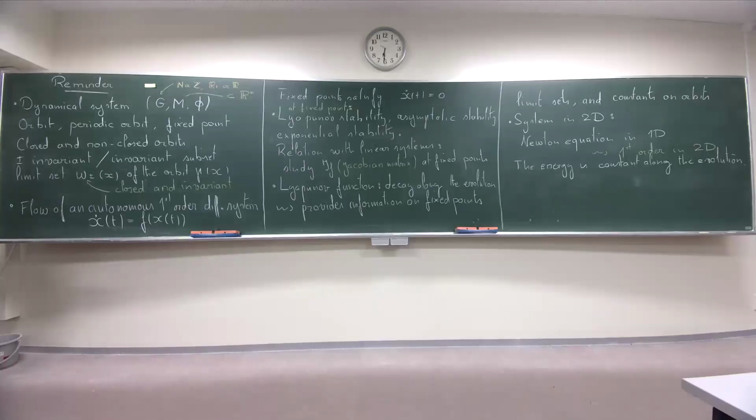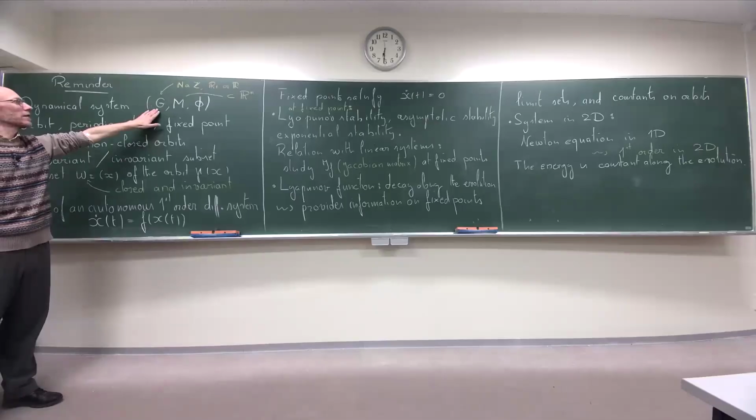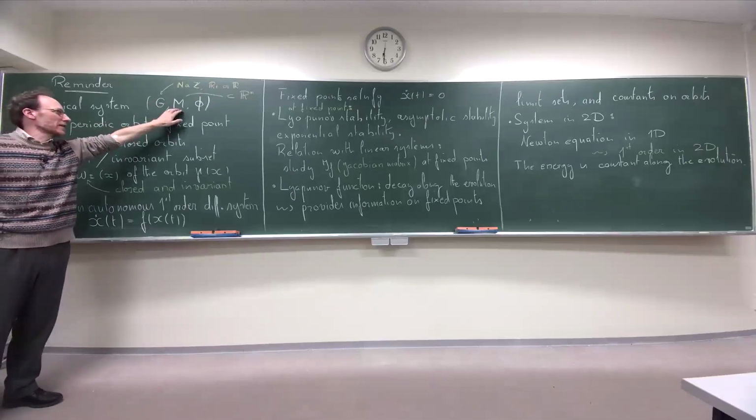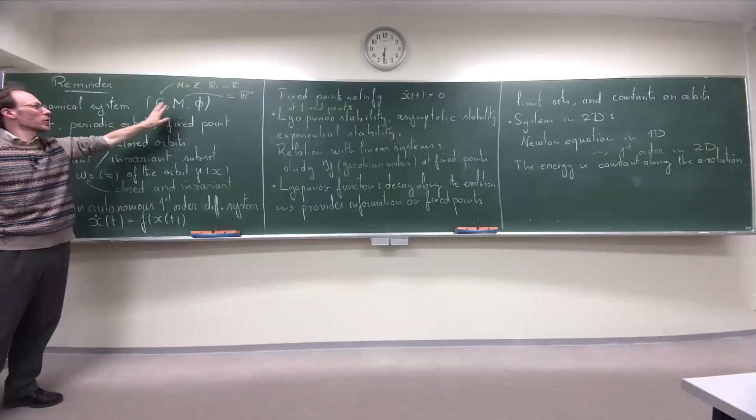All right, so let me just remind you what we have seen last week. We are dealing with a dynamical system. It's a triple with a semigroup, a set, and a function defined on both. You can think about this as a time, this as a space.